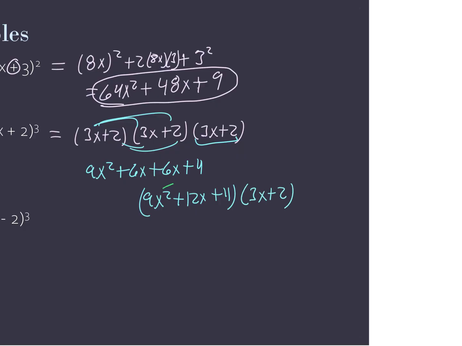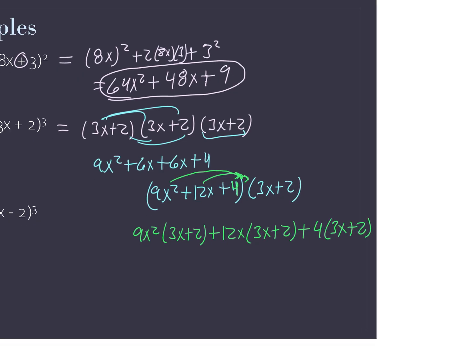And then just like before, you can choose to distribute each of your terms. This is going to get you a 9x squared times a 3x plus 2 plus a 12x times 3x plus 2 and plus, that's a 4, 4 times 3x plus 2. All right, just like we did before when we did a trinomial times a trinomial.